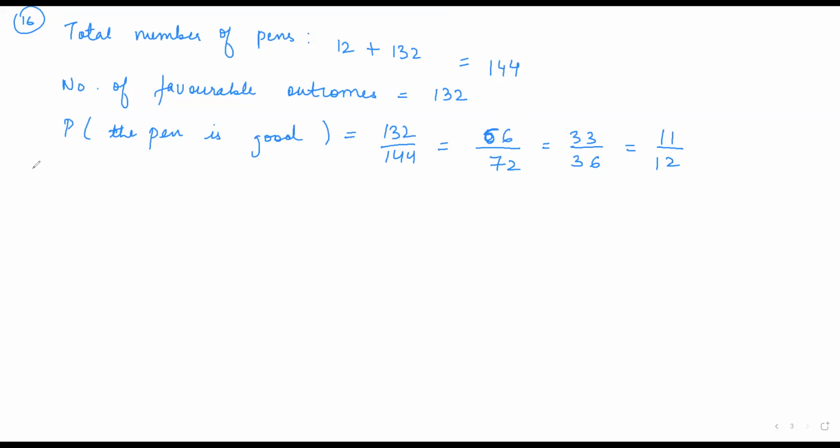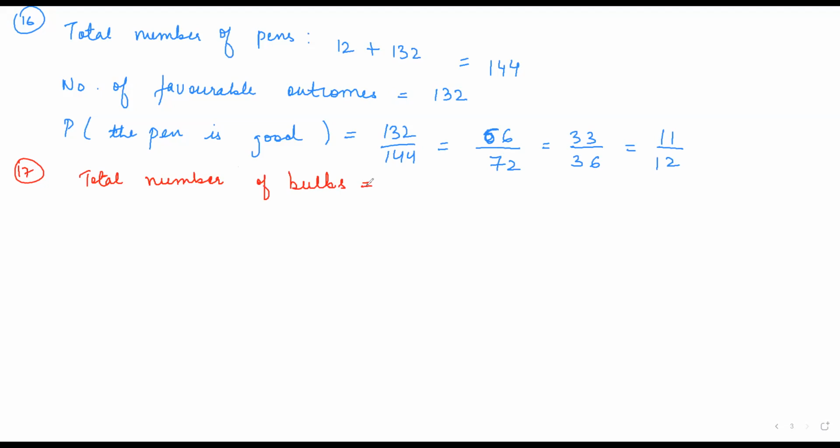Question number 17 now. A lot of 20 bulbs contain 4 defective ones. So the total number of bulbs is how many? Read the sentence again. The total number of bulbs is only 20. The 4 defective are included in this 20, isn't it?